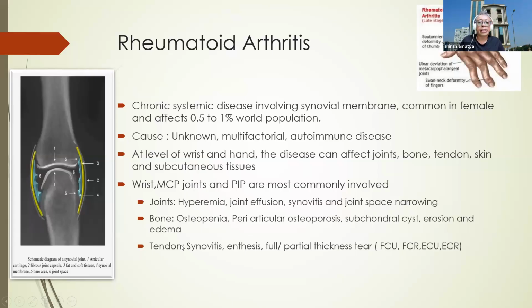Similarly, in the bone, there can be osteopenia, periarticular osteoporosis can also happen, subchondral cyst can be visualized in X-ray. There can also be erosion and edema in the X-ray picture. Similarly, in the tendon, there can be tenosynovitis, enthesitis. There can also be full or partial thickness tear, especially involving the flexor carpi ulnaris and flexor carpi radialis, as well as extensor carpi radialis and ulnaris. So these four tendons are most commonly affected in the hand.